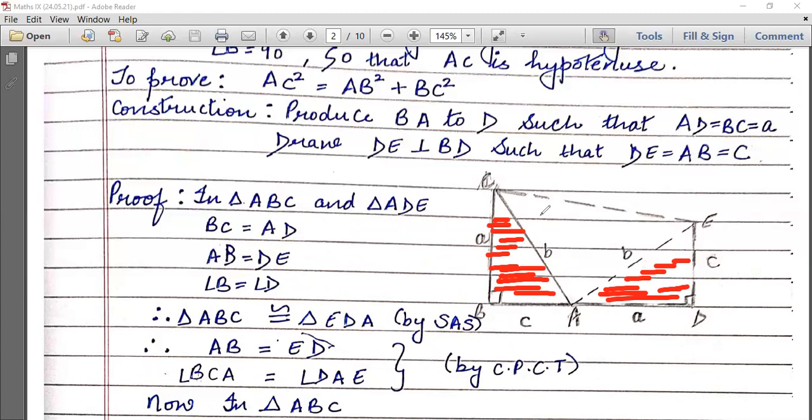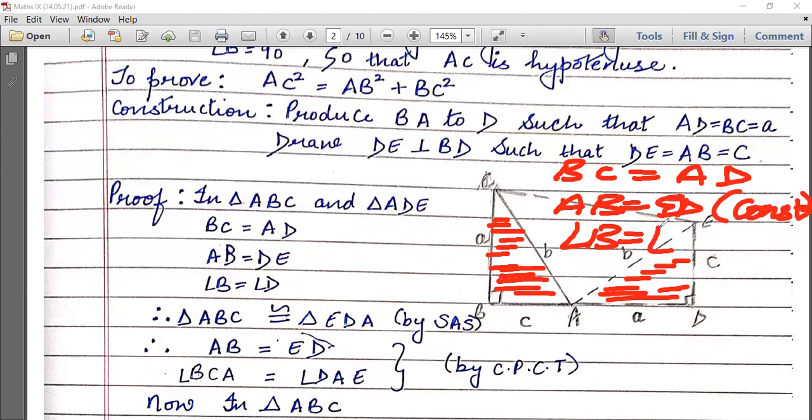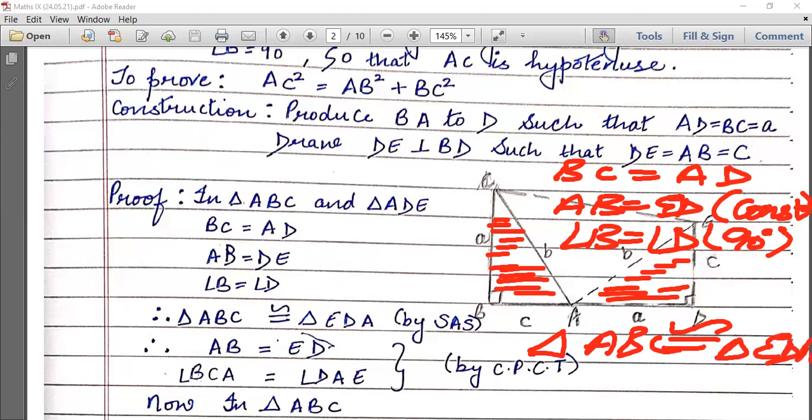So in triangle ABC and EDA, you can easily see that BC is equal to AD. Okay, and AB is equal to ED. You know why? Yes, because by construction, because we have constructed. And angle B is equal to angle D. Can you tell me why these two are equal? Yes, because they both are of 90 degree. So children, you can see that both the triangles are congruent. So therefore triangle ABC is congruent to triangle EDA. Okay, so these two triangles are congruent.